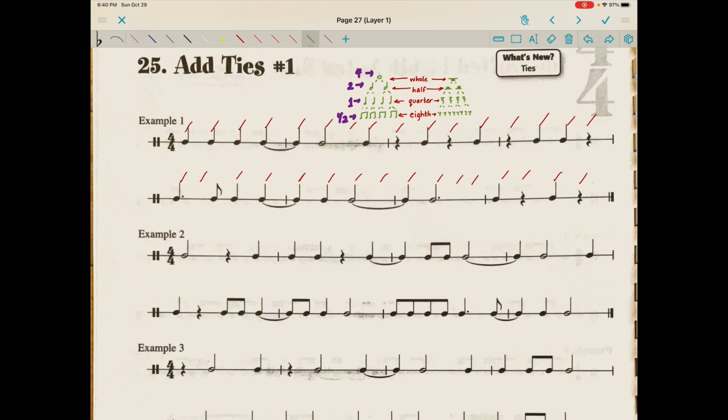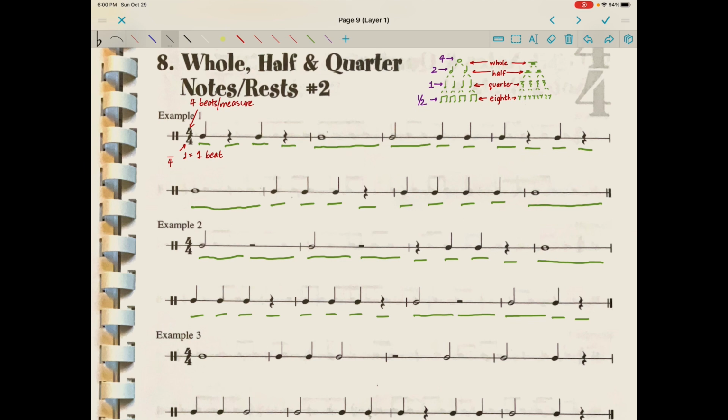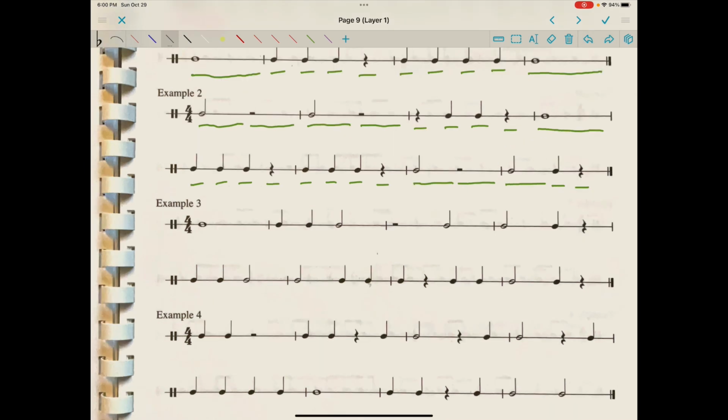1, 2, ready, speak. Do, do, do, do, do, do, do, do, do, do, do, day, do, do, do, do, do, do.